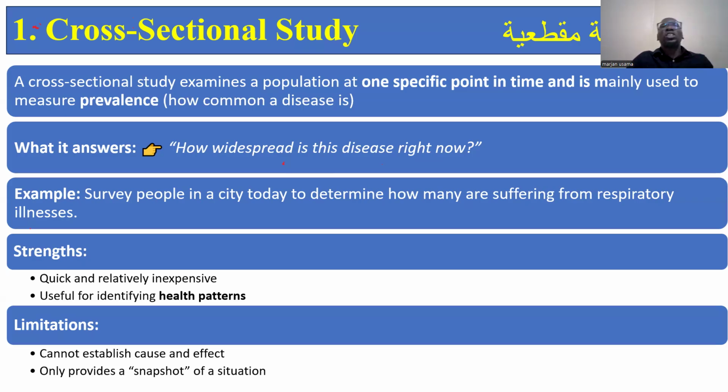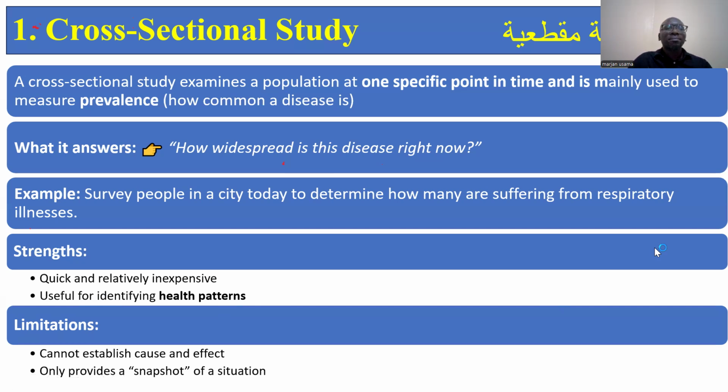So what are the advantages of the cross-sectional? It is quick and relatively inexpensive. It is a quick way to gather information. You just design your questionnaire. The questionnaires are not expensive. Sometimes you can even use Google Forms to send the questionnaires. Then it's useful for identifying health patterns. That is another advantage. So you can easily know the pattern, like, is it increasing or is it decreasing?